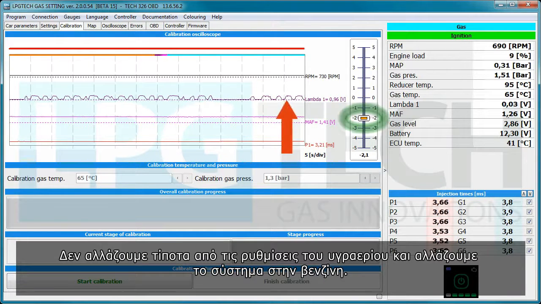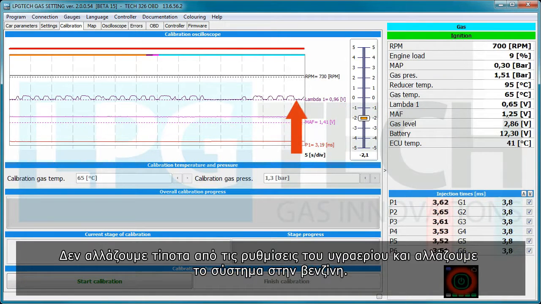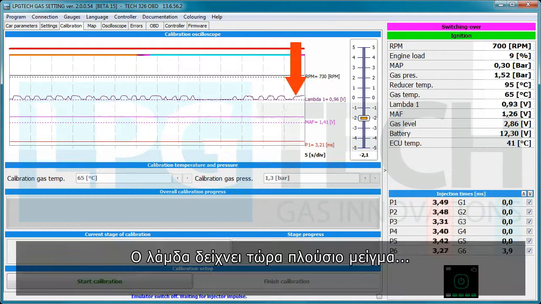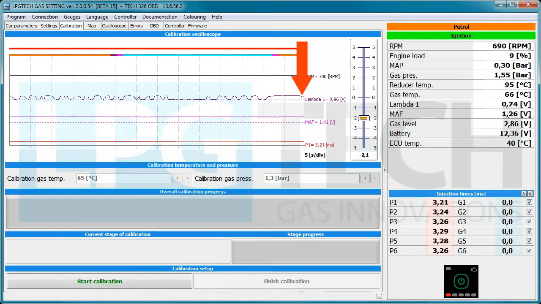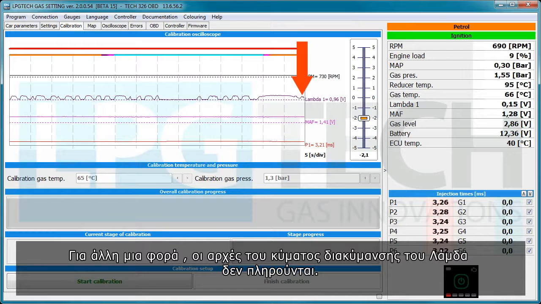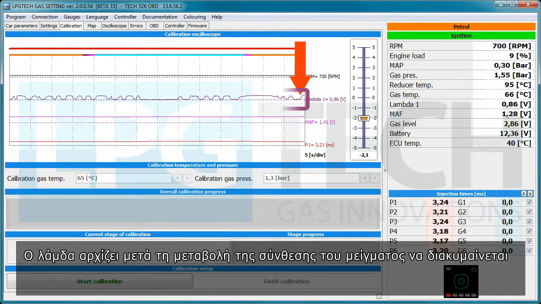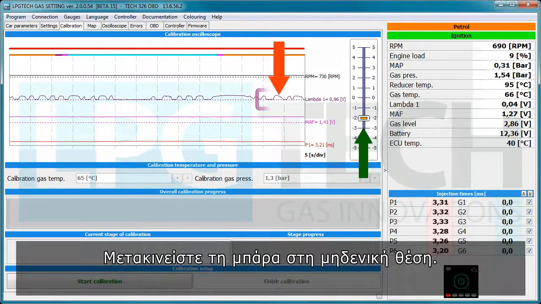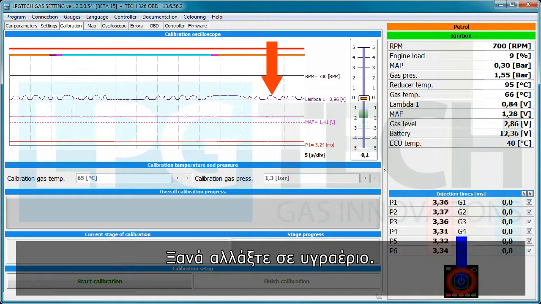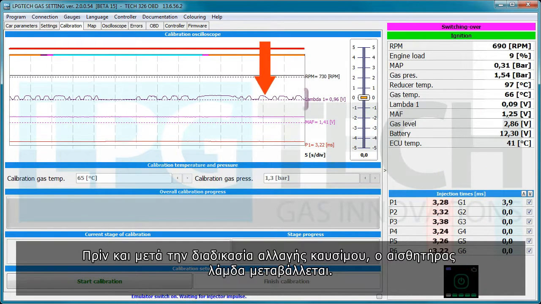We don't change any of the gas settings and switch the system to petrol. The oxygen sensor shows now rich mixture, and times of petrol injection are decreasing. Once again, the principle of wave fluctuation of the oxygen sensor was not met. The oxygen sensor begins to fluctuate after adjusting the composition of the mixture. Move the slider to 0 position. Again, switch to gas. Before and after the switching process, the oxygen sensor is still waving.